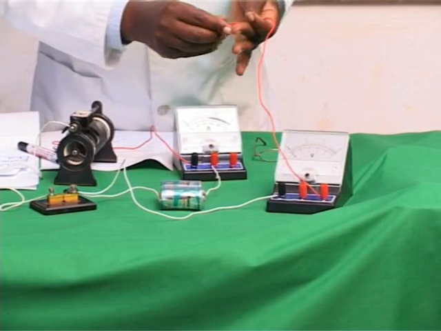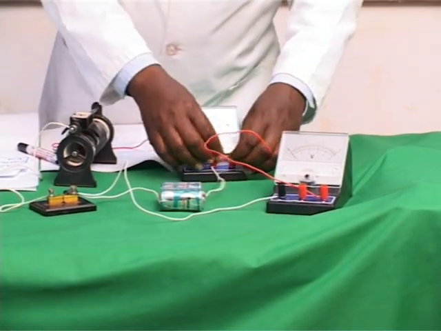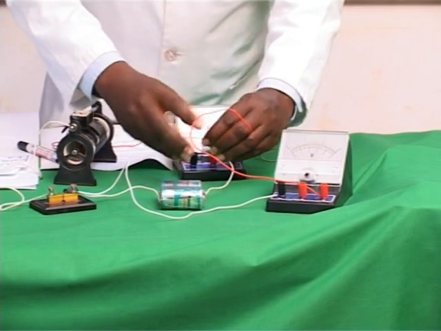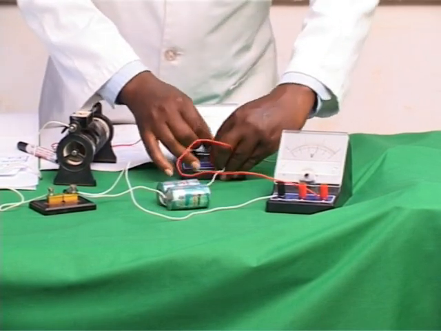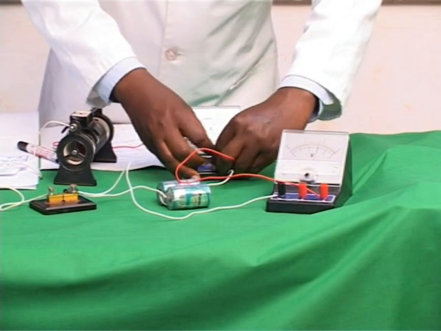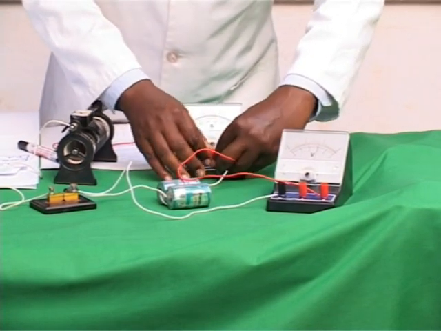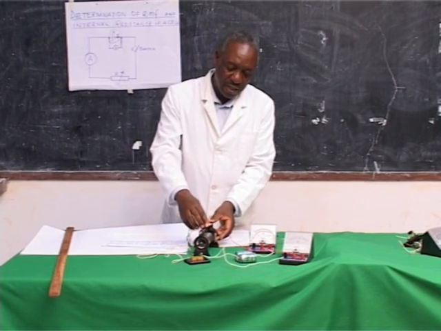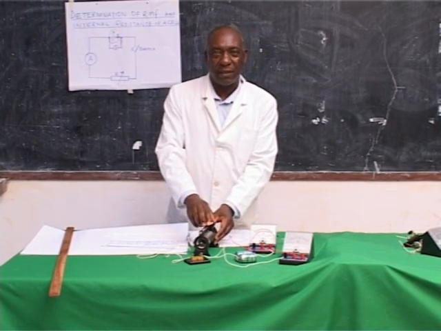the positive terminal to the positive terminal of the cell. Now adjust the rheostat to have maximum resistance.